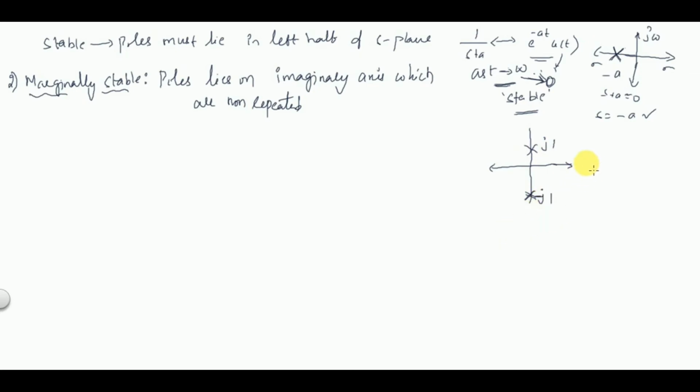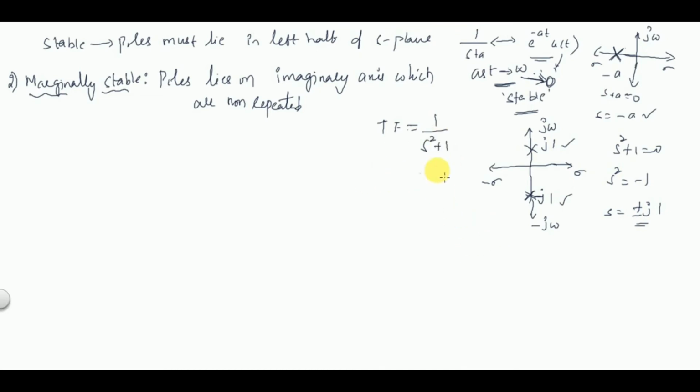Okay, so j1 and minus j1, if you have, so this is j omega and this is minus j omega. So what will be the transfer function then? Transfer function is equal to 1 by s square plus 1. Then s square plus 1 is equal to 0, s square is equal to minus 1, s is equal to plus or minus j1. Okay, plus j1 and minus j1.